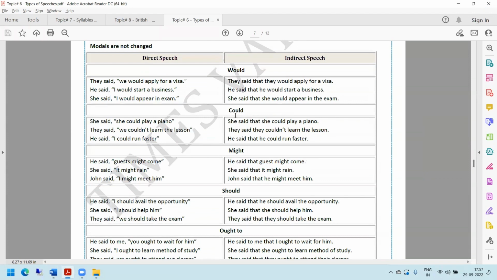Now, if it is could, she said she could play a piano. She said that she could play a piano. They said we wouldn't learn the lesson. They said that they couldn't learn the lesson. The only difference is that "they said that" is missing here. Let me add.